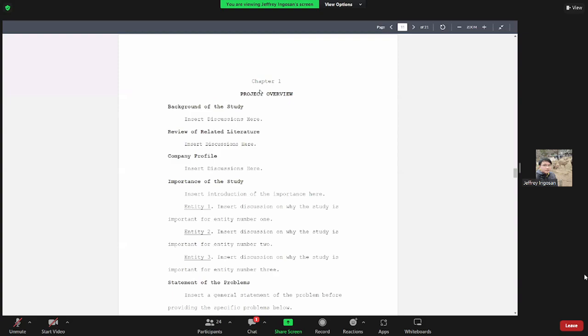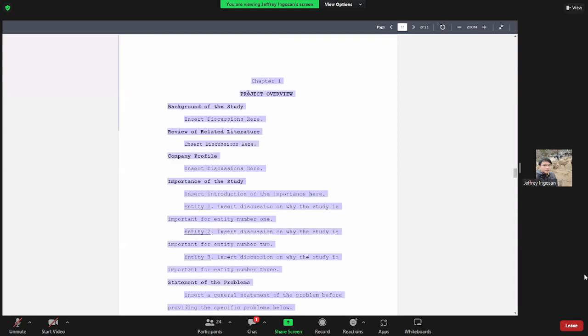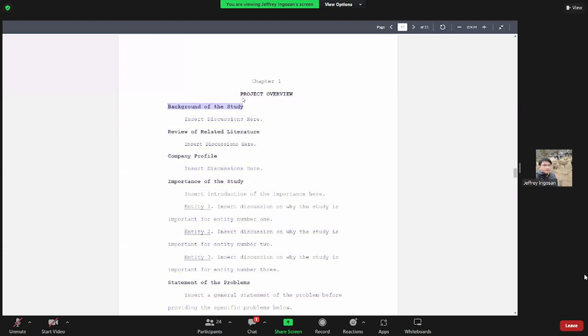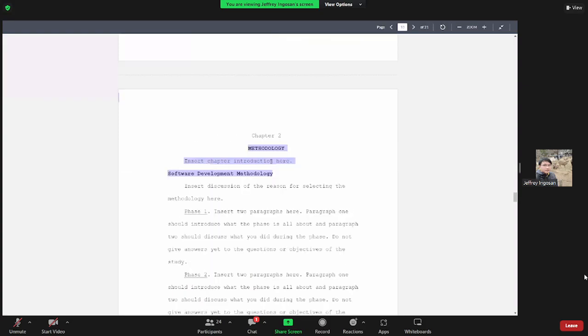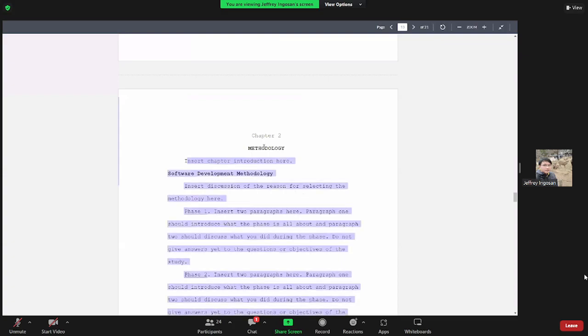After the chapter name, we go directly to the first component of Chapter 1. There are no discussions in between. Unlike for Chapter 2, look at Chapter 2. Between the name of the chapter and the first component of the chapter, there is a chapter introduction. That's also true for Chapter 3. There is a chapter introduction. And Chapter 4, there is a chapter introduction.